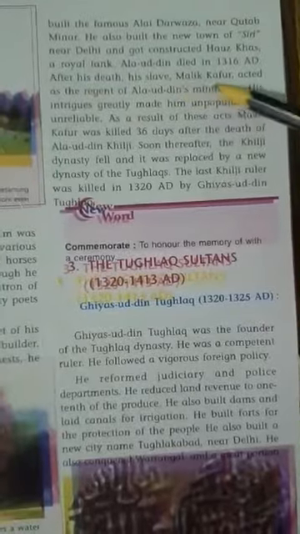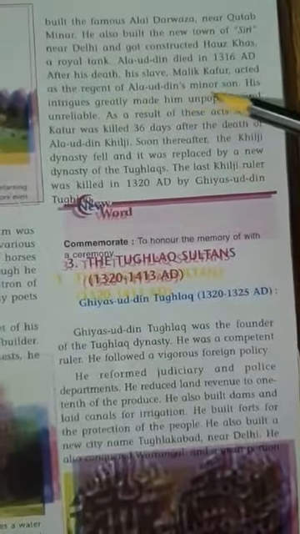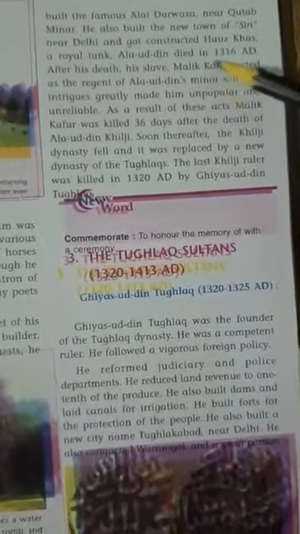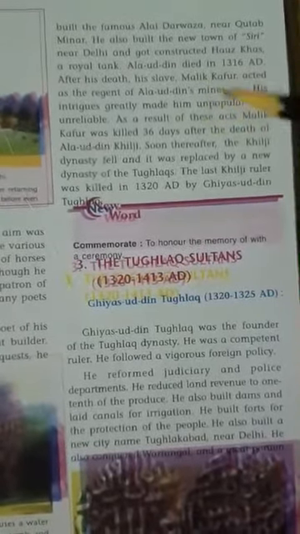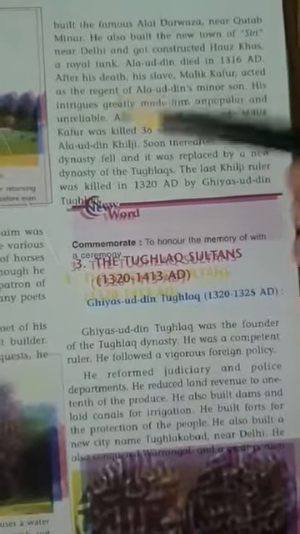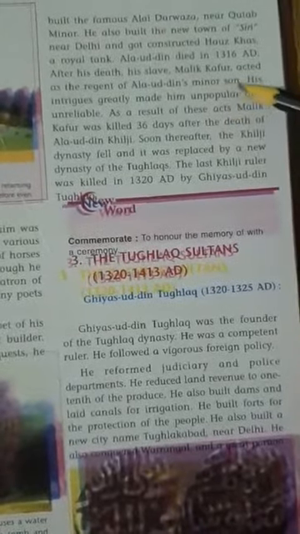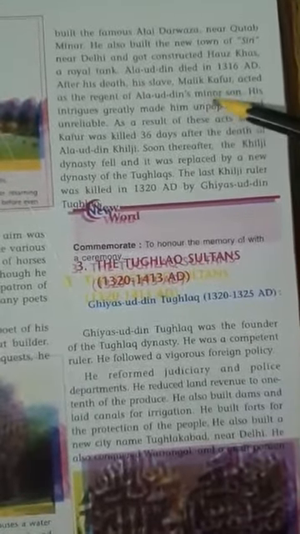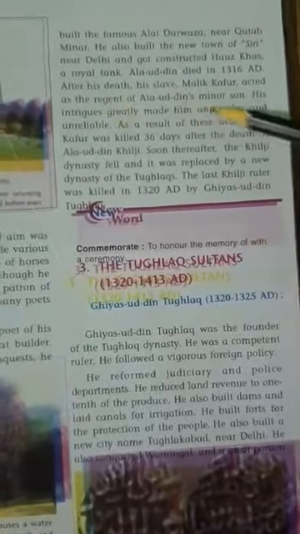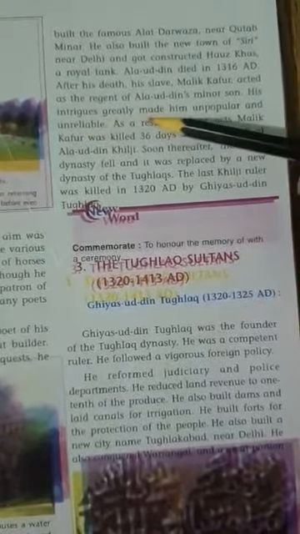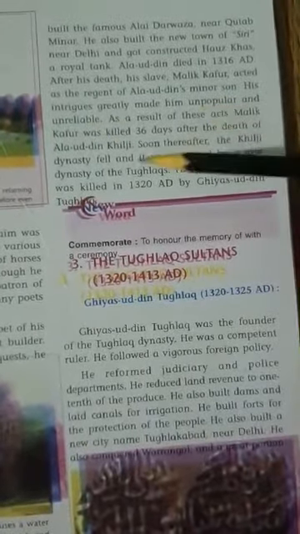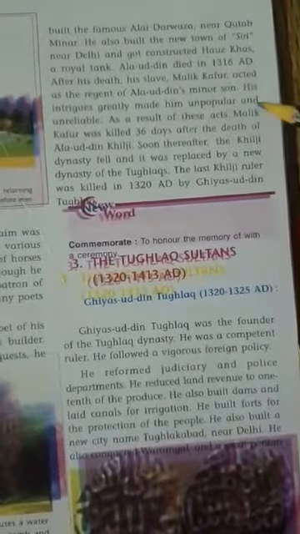After his death, his slave Malik Kafur acted as the regent of Alauddin's minor son. Since Alauddin Khilji's son was minor, meaning he was just a child, Malik Kafur acted as a regent, meaning he ruled on behalf of the minor son till his son was capable of becoming a king. His intrigues and unnecessary interference made him very unpopular and unreliable.